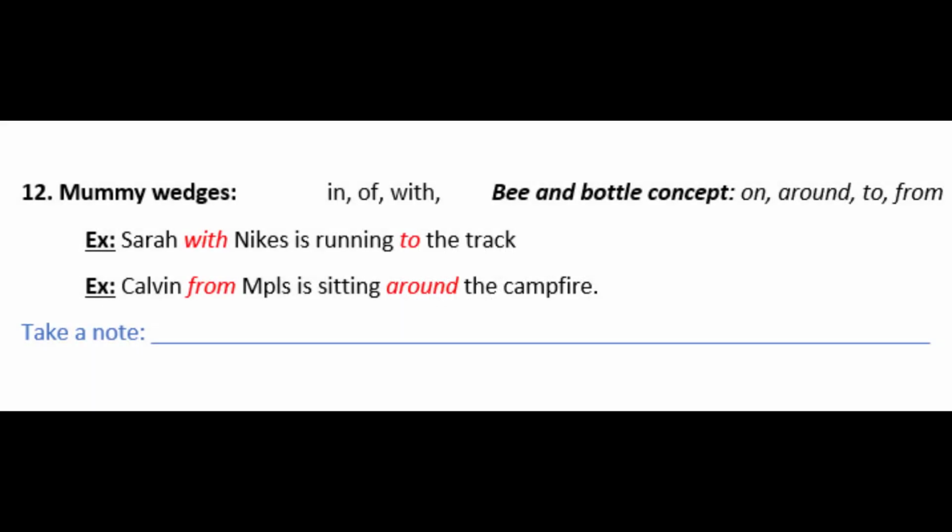Mummy wedges. What the heck is a mummy wedge? A mummy wedge is something that you separate the noun and the verb with, okay? So we learned in the first video, it's in, of, and with, okay? So if you come over here, you're going to have your noun, and you're going to have your verb, and then you're going to separate it with a bunch of junk. But this is very important.